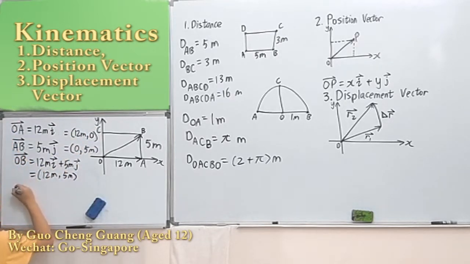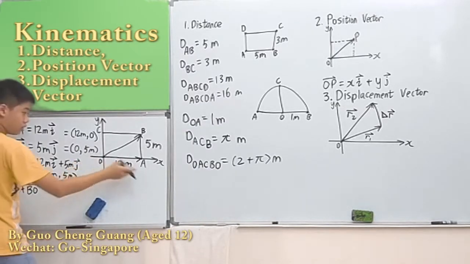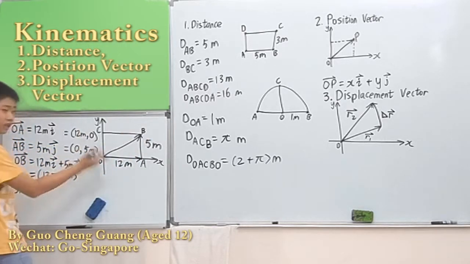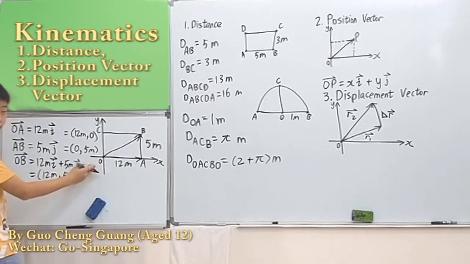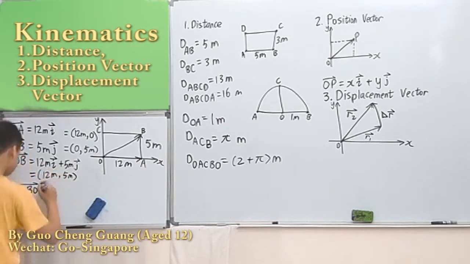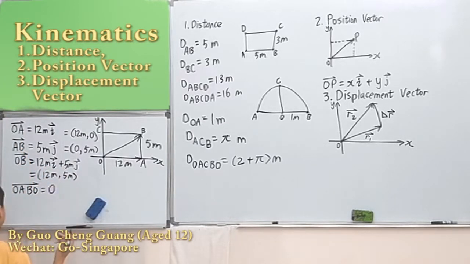Wait, then how about if it goes back? Like it can go from O, then to A, to B. How about then back to O? What if it goes like this? So it goes O, A, B, O. That just goes back to the original, so for this you get 0, 0. Okay, so you can write it as this.